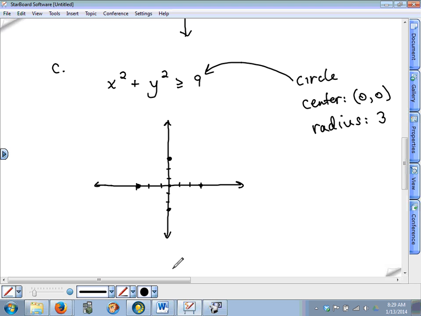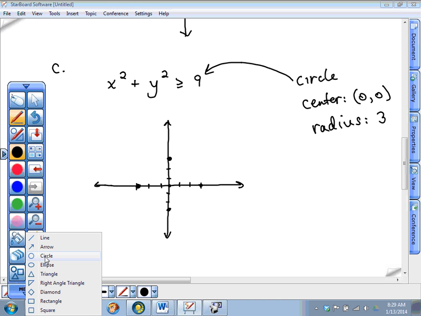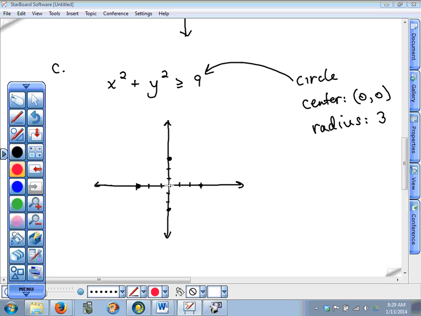is the boundary of the circle going to be solid or dotted though? Solid, because it's greater than or equal to. So try your best to make a circle as perfect as mine. Right there is close enough. Should be solid though.